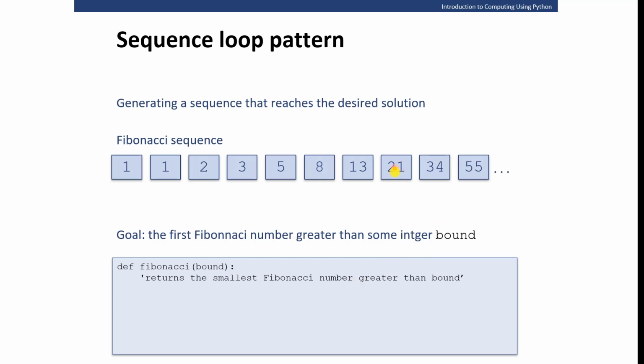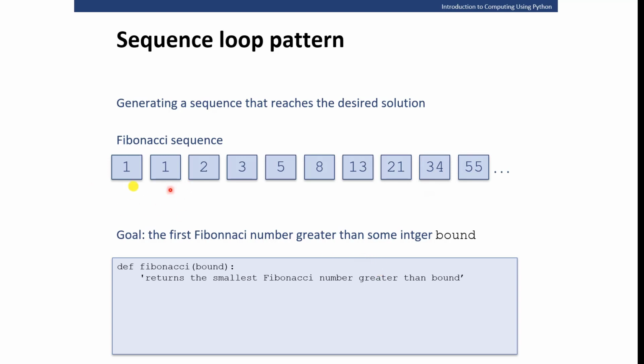Okay, that means if I have 15, eventually I will get 21. So let's assume that I have 24. What is the smallest Fibonacci number greater than 22? It is 34. So how do we solve that?